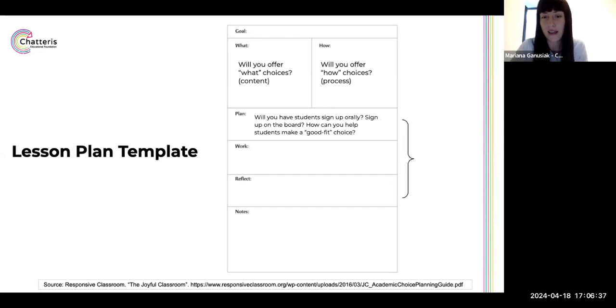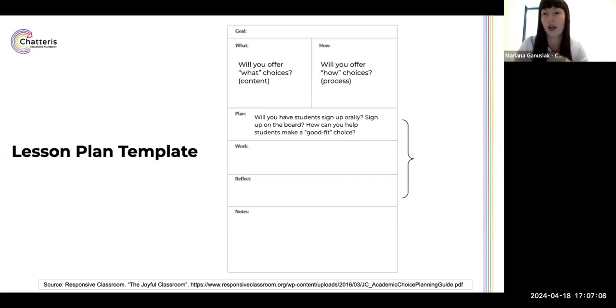For the planning section, you need to decide how students are going to be signing up. So yes, you allow students to choose what to learn and how to go about their learning. Let's say you have these options on the slide, like I did. But as a teacher, you need to monitor their progress. You need to be able to provide them feedback on their work. And to be able to monitor their progress, you need to know exactly what options they chose.